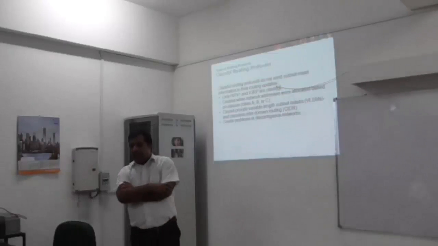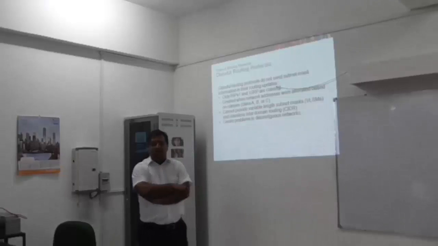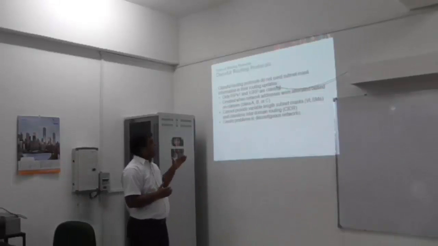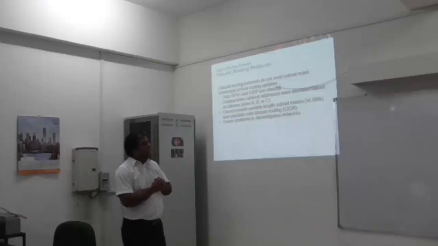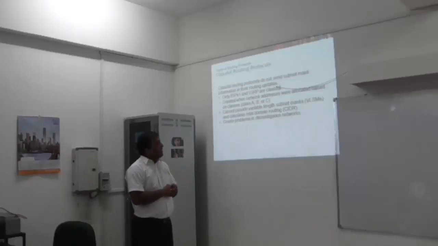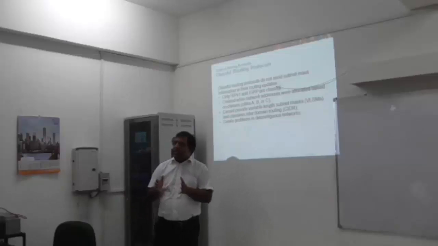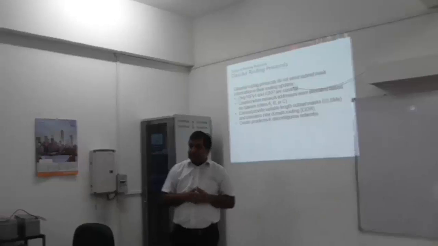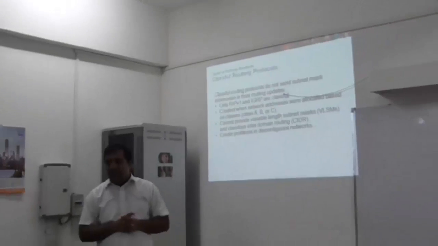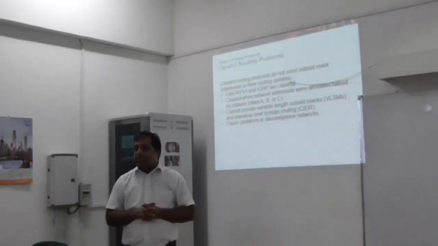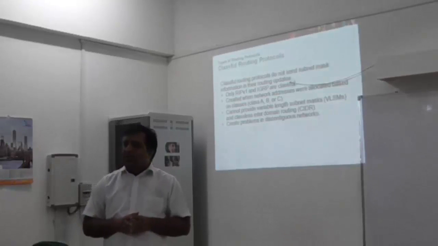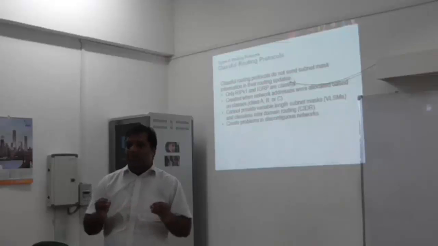The classful routing protocol will not send subnet mask information in its routing updates. That's why only RIP version 1 and IGRP are classful, created when networks were based on class A, B and C. So it cannot provide variable length subnet masks in the case of classful addressing and creates problems in discontinuous networks. So when we want to create a discontinuous topology, we can use RIP version 2.